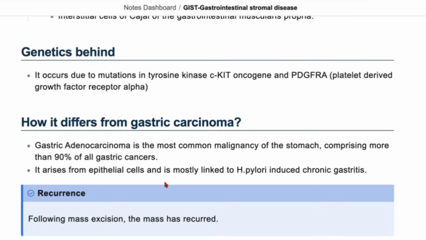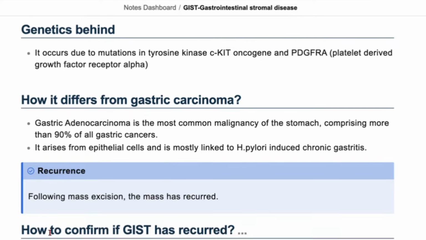Following mass excision, the mass has recurred. How to confirm if this is recurrence or not? So the recurrence would need to be done with a biopsy and immunohistochemistry, and this can typically be done under endoscopy. You could also do a CT scan as well with contrast if you wanted to. Correct.